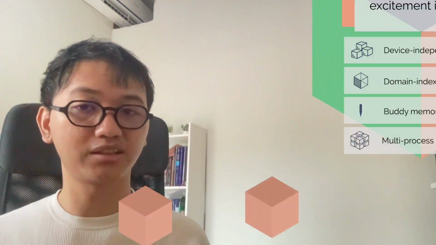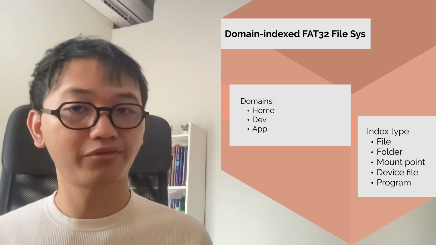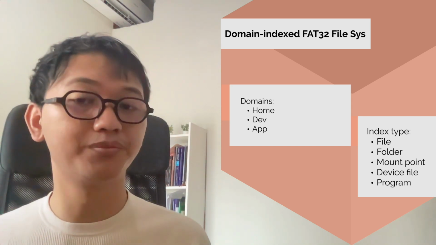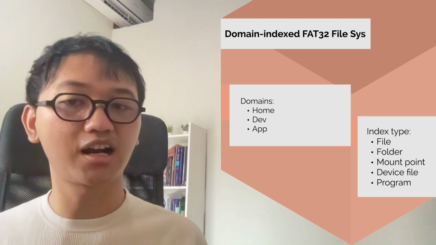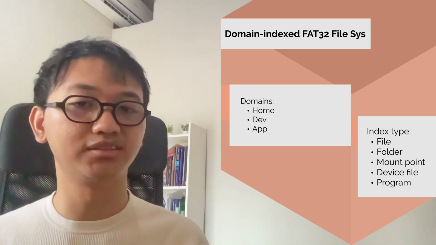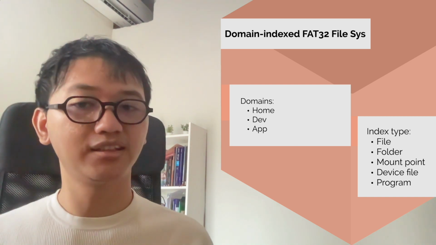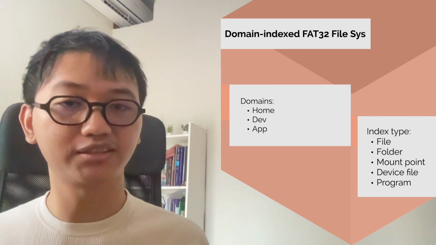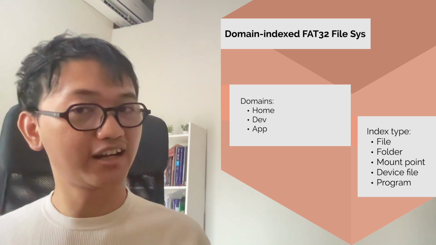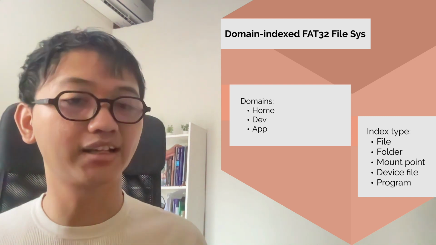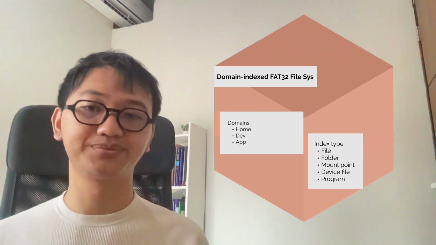Next, let's talk about the domain-indexed FAT32 file system. Our file system is based on FAT32, but it's a little bit unique in that we have domains. Files live inside domains. There are 3 domains: home, dev, and app. And then in our file system, every file in those domains is indexed. There are 5 different types of index: file, folder, mount point, device file, and programs.